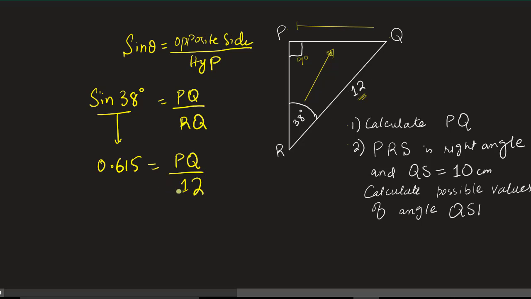So this is in the division. To move it to the other side, we have to multiply with 0.615. So PQ is equal to 0.615 multiplied by 12, and after multiplying it in the calculator, we get PQ equal to 7.38.